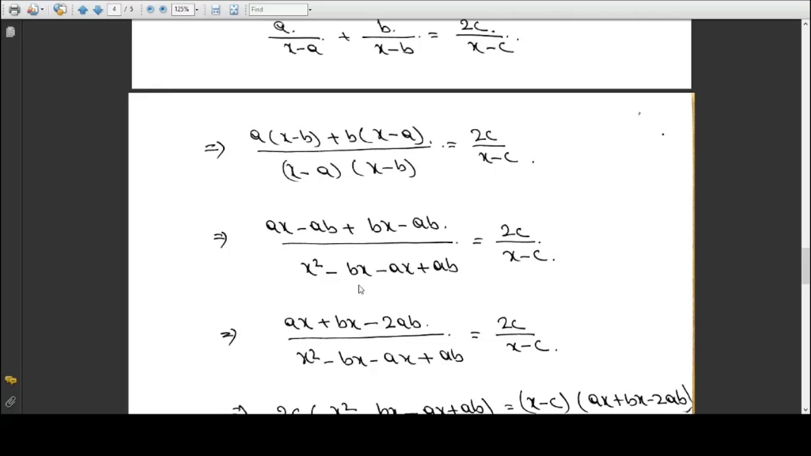Then x square, here you cannot add these two also. Even though they are similar terms, a and b are two different values, or in other words, they are variables. You cannot add them together, you have to write them as they are.